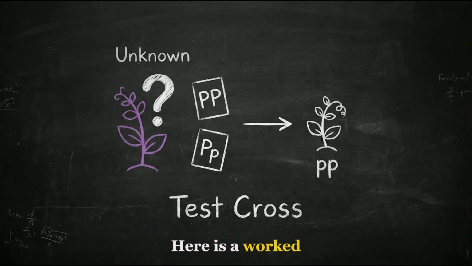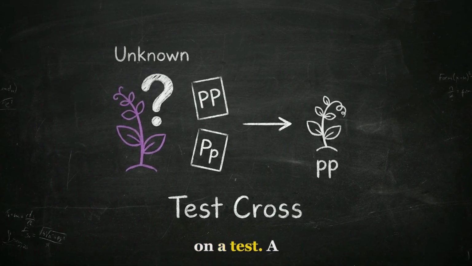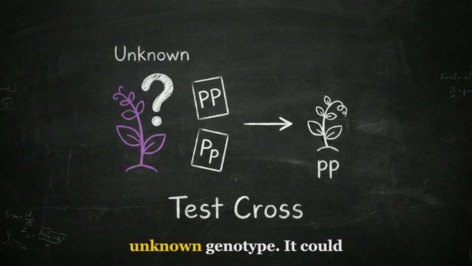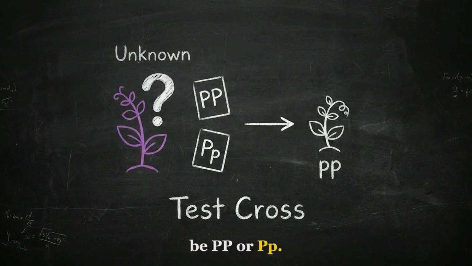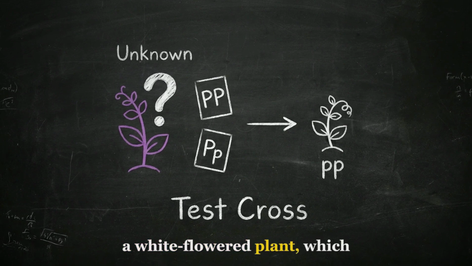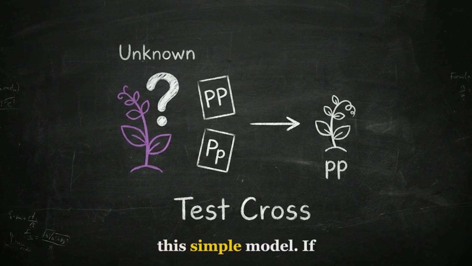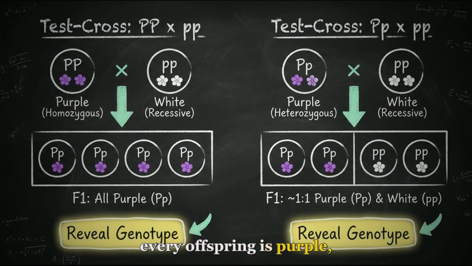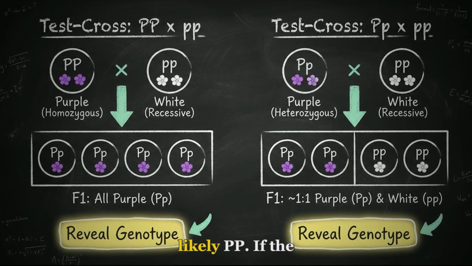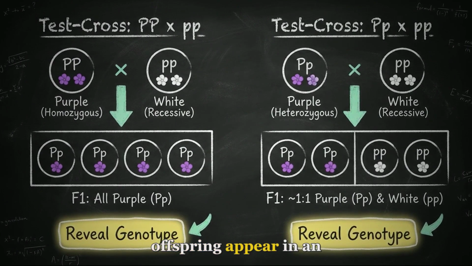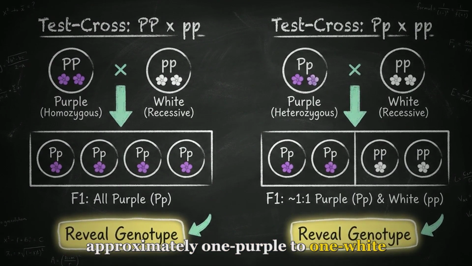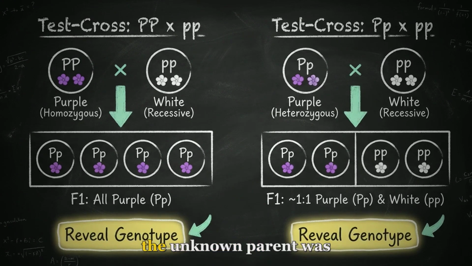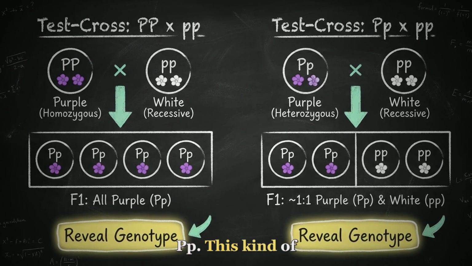Here is a worked example you might see on a test. A purple-flowered plant has an unknown genotype. It could be PP or Pp. You cross it with a white-flowered plant, which must be pp in this simple model. If every offspring is purple, the unknown parent was likely PP. If the offspring appear in an approximately 1 purple to 1 white ratio over many offspring, the unknown parent was Pp.